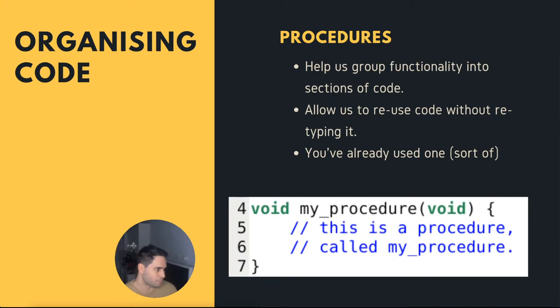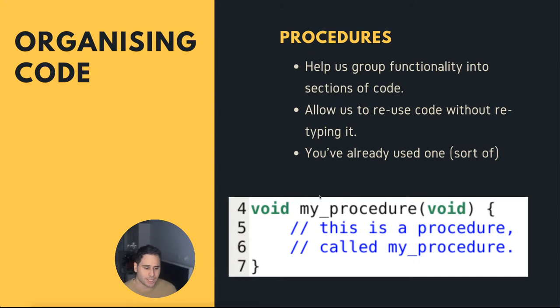Maybe over here is a bit better. Here's an example of a procedure, and let's break down the different aspects of it. So a procedure is something that does something. When you call a procedure, it goes off and does what you tell it to do.